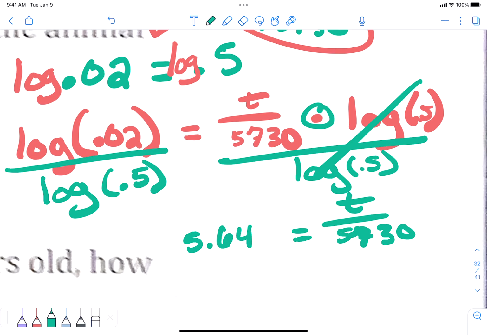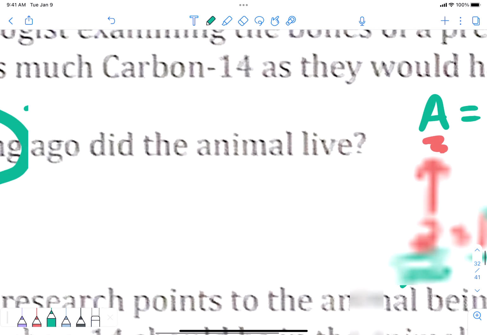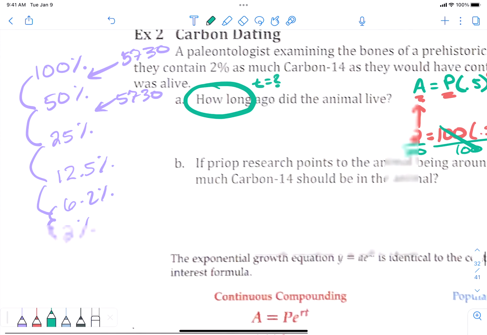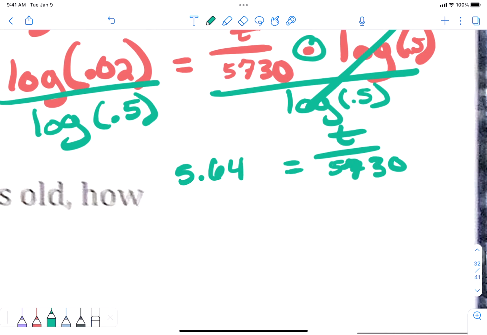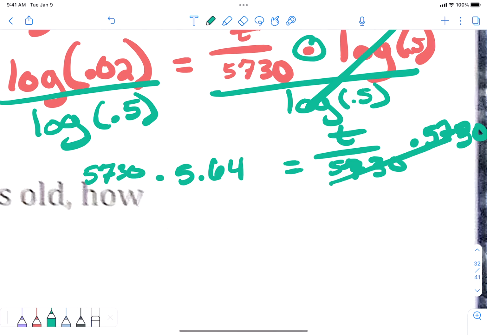5.64. And this means that it's split in half 5.64 times, right? Didn't we kind of count over here? It's probably a few times. Yeah, it's splitting in half a little bit over 5 times. So now, if each time it splits in half is 5730 and it's splitting in half 5.6 times, I multiply that by 5730 to figure out how long this thing has been dead. Just take whatever decimal number you just got and multiply it by 5730.